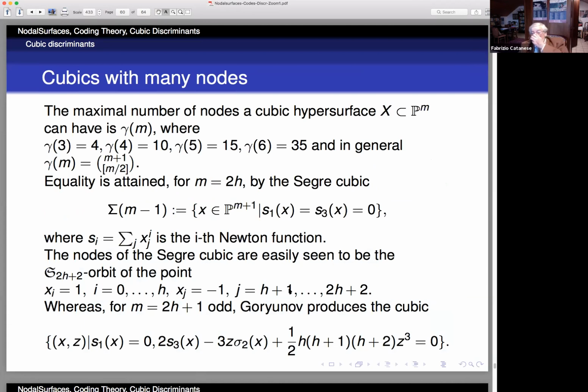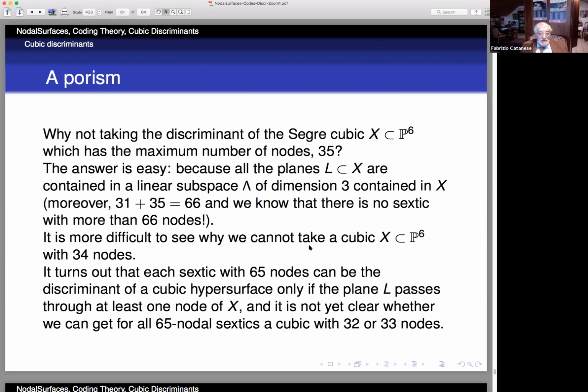Now, the maximal number of nodes a cubic hypersurface can have is determined, and in even dimension, this is obtained by the Segre cubic, S1 equals S3 equals 0. And I will skip this.